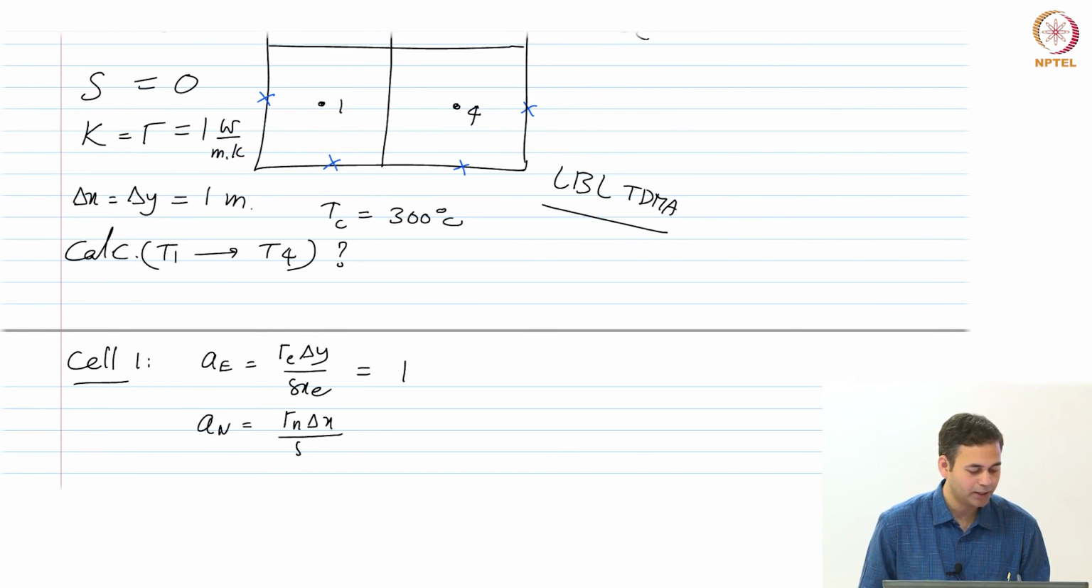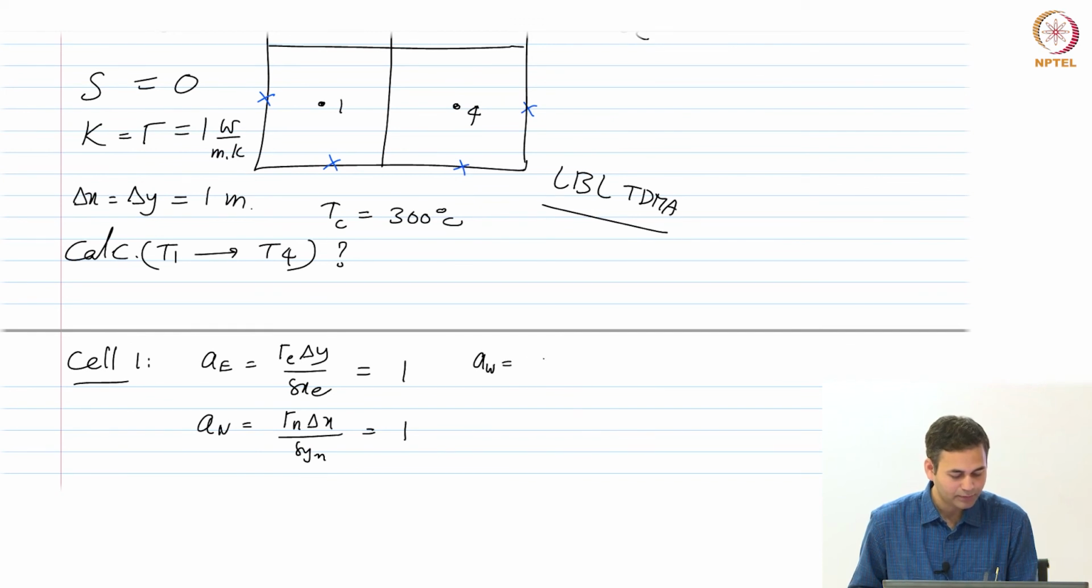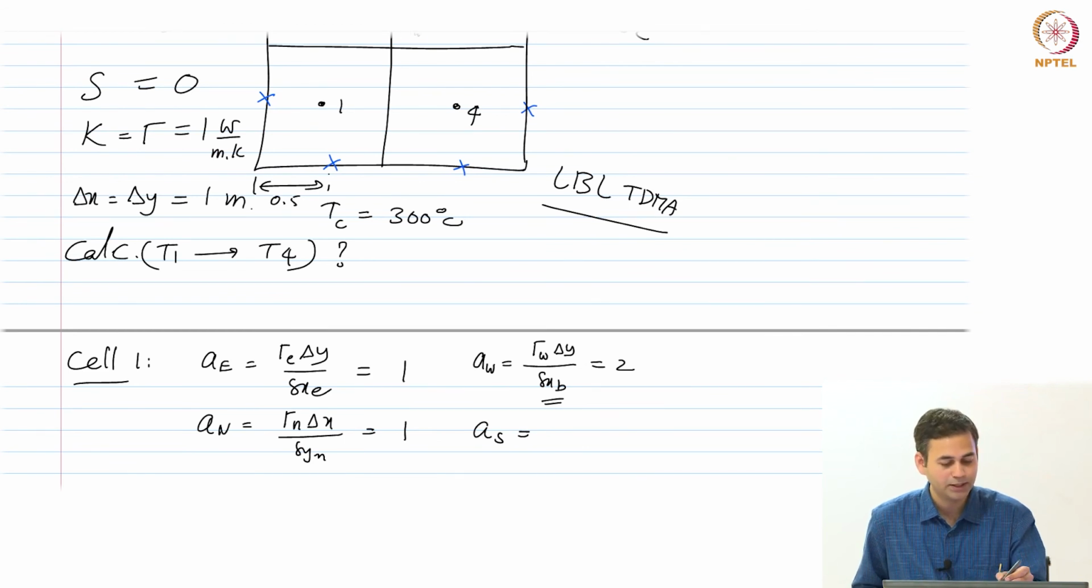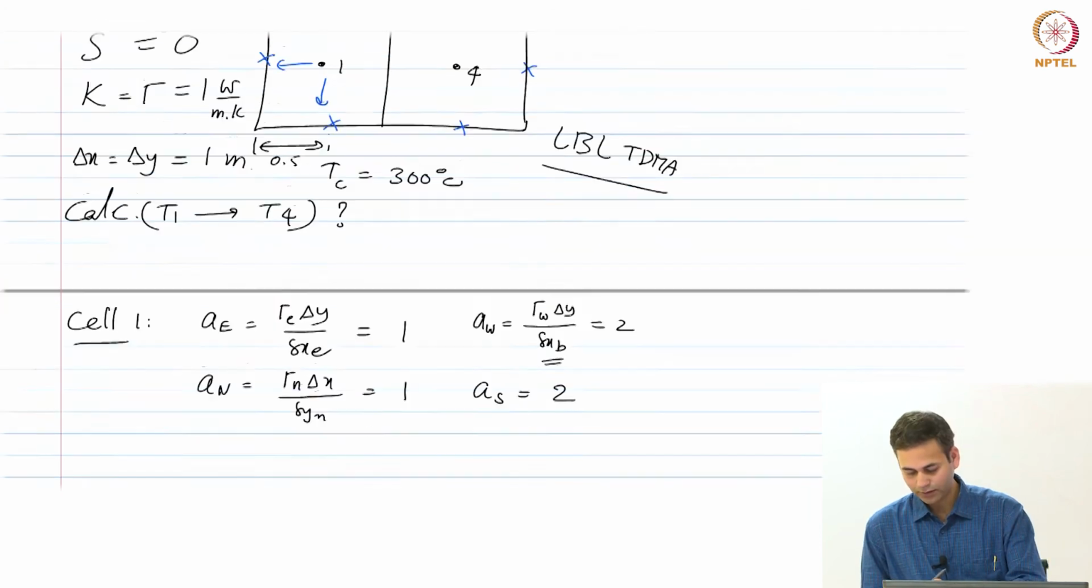Gamma north delta x by del y north, what would this come out to be? 1, okay, very nice. What about A west? 2, so this is gamma west delta y by del x, which would become half, right, because it is only this much. So this is only 0.5, as a result this will be 2. If you apply the same logic, what would be A south? 2, because A west and A south are for these two phase centroids. So this will also come out to be a value of 2, okay, very good, very nice.